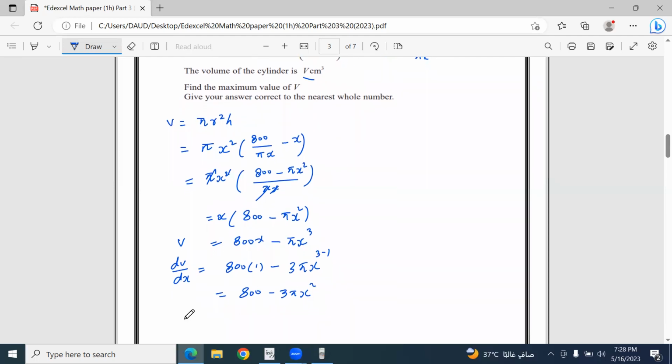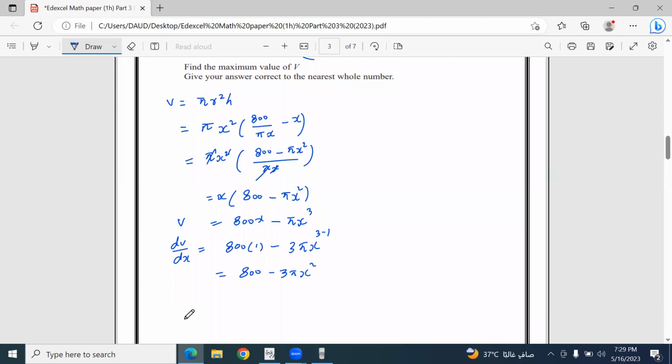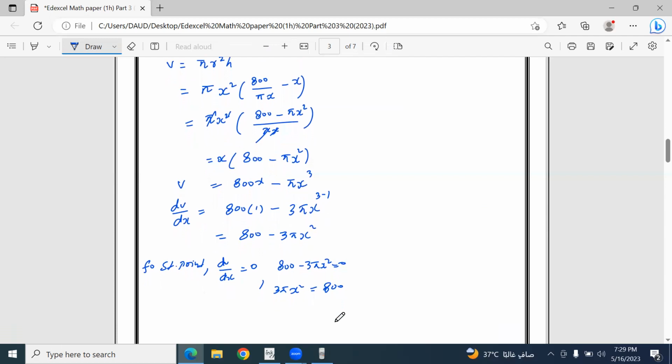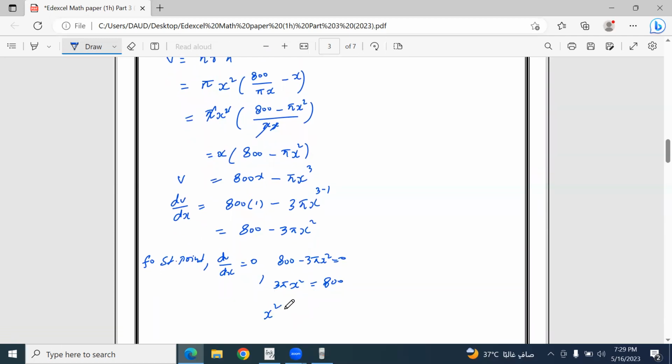So we will get 800 minus 3 pi x squared. We are looking for the maximum value, so we need to find the value of x. For maximum and minimum, at the stationary point, the derivative dV over dx is always 0. So we can say that 800 minus 3 pi x squared is equal to 0. So 3 pi x squared is equal to 800, and the next step, x squared is equal to 800 over 3 pi.